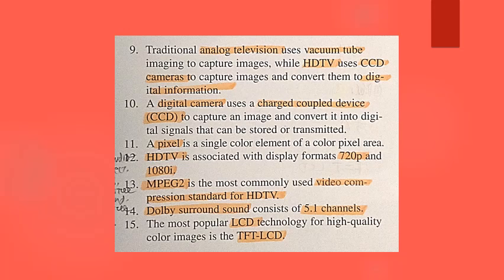HDTV is associated with display formats 720p and 1080i. MPEG-2 is the most commonly used video compression standard for HDTV at the time of the writing. Dolby surround sound consists of 5.1 channels. The most popular LCD technology for high quality color images is the TFT LCD.